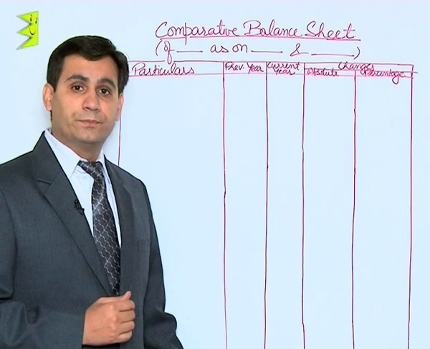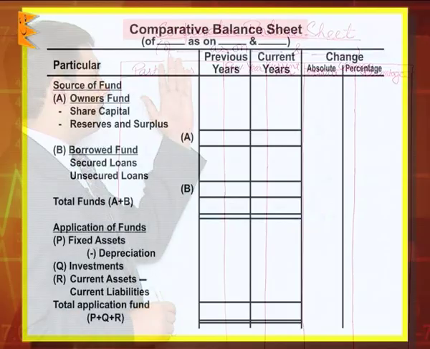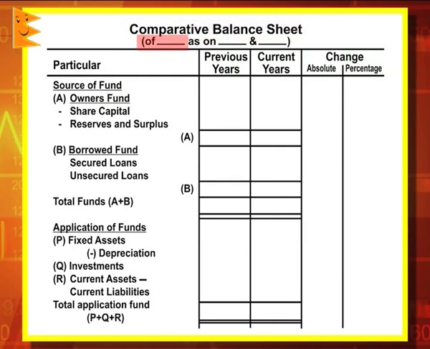the previous year. Now the format goes like this: comparative balance sheet of, here the name of the business or the businessman is written, as on the two dates on which the balance sheets are given to you, and you have to compare their changes. So now we have the particulars column. The previous year figures are written in the first column, the current year figures are written in the second column, and the next two columns are for changes. The first column is for absolute change, that is in terms of money, and the second column is for percentage change.